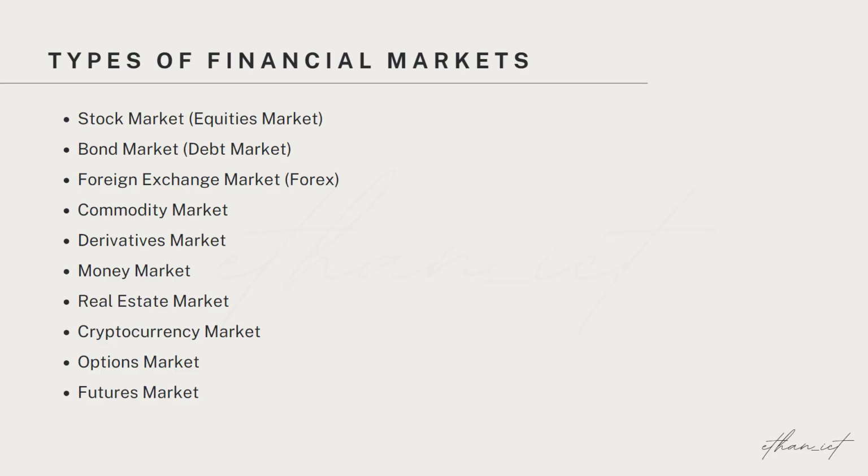Eighth is the cryptocurrency market. This market is strictly digital, to my knowledge, and is an asset market for buying and selling cryptocurrencies such as Bitcoin and Ethereum. Blockchain technology underlies cryptocurrencies, providing decentralized and secure transactions.